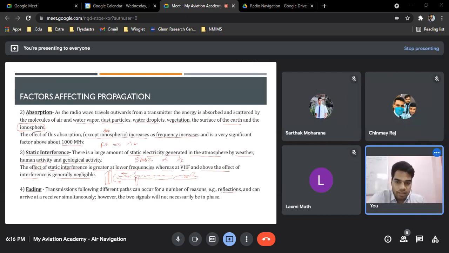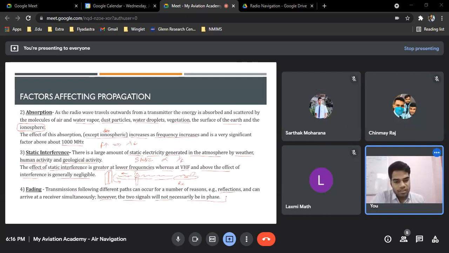So this is my transmitter. This is my receiver at the moment. So you can see that at the receiver, I'm having two different sources sending to the same receiver. So the signals will not arrive in phase, and this process is known as fading.